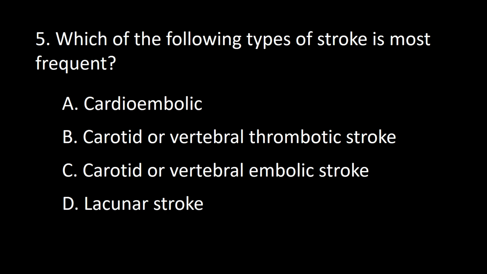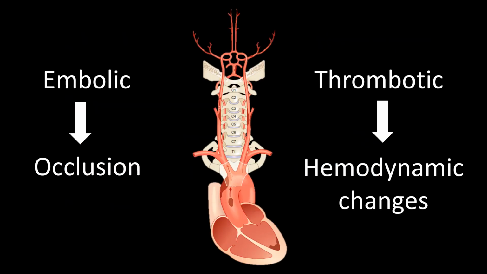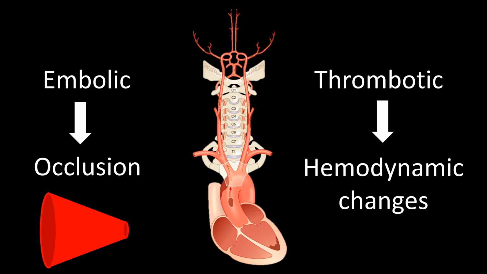Next question. Which of the following types of a stroke is most frequent? A. Cardioembolic. B. Carotid or vertebral thrombotic stroke. C. Carotid or vertebral embolic stroke. D. Lacunar stroke. Strokes can be embolic, which produce occlusion. Arteries, as you know, become progressively narrower as they go distally.